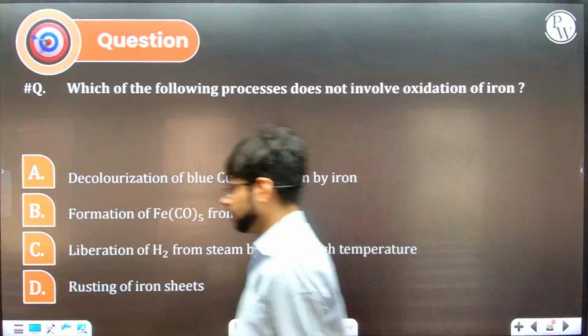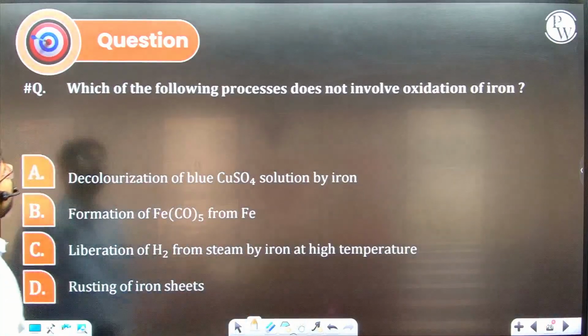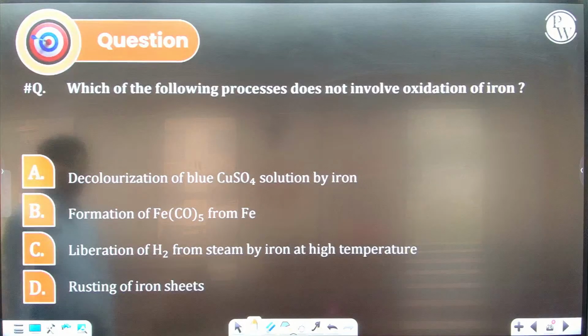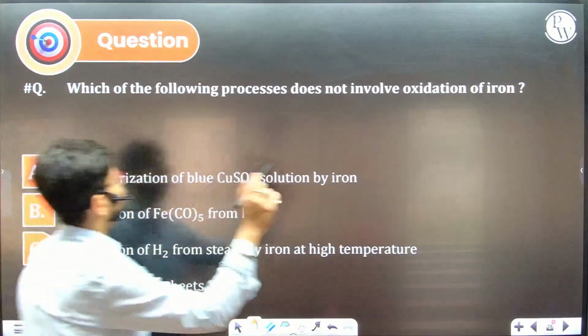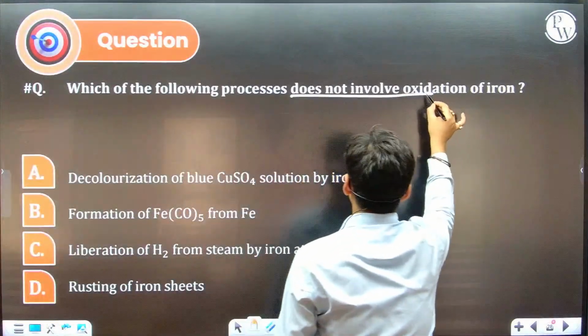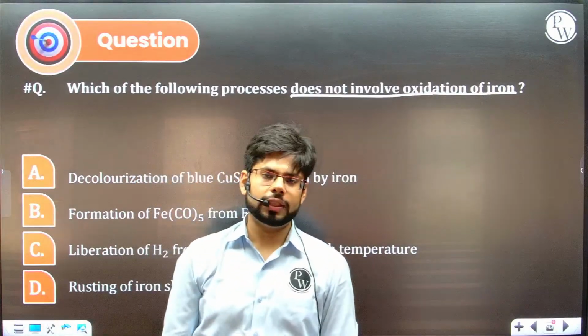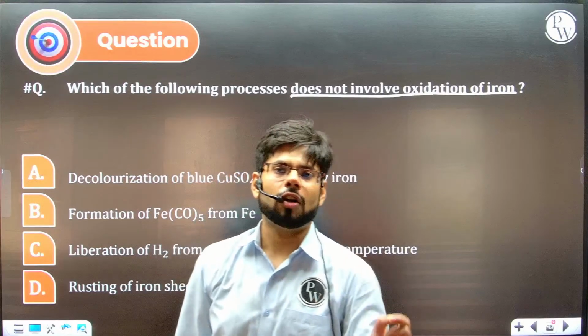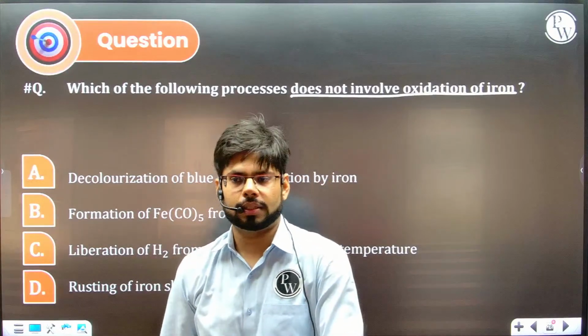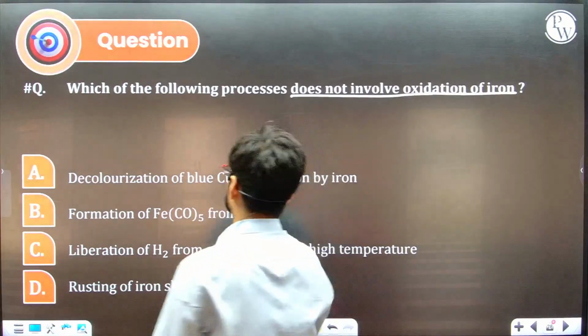Next question. Which of the following processes does not involve oxidation of iron? Interesting one. We know that oxidation is loss of electrons, and also we know that if oxidation state of an element increases, that means oxidation has taken place.